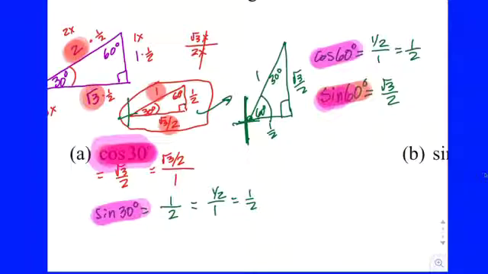Sine and cosine are now called complementary functions. That's what the co stands for. They're co-functions of each other.